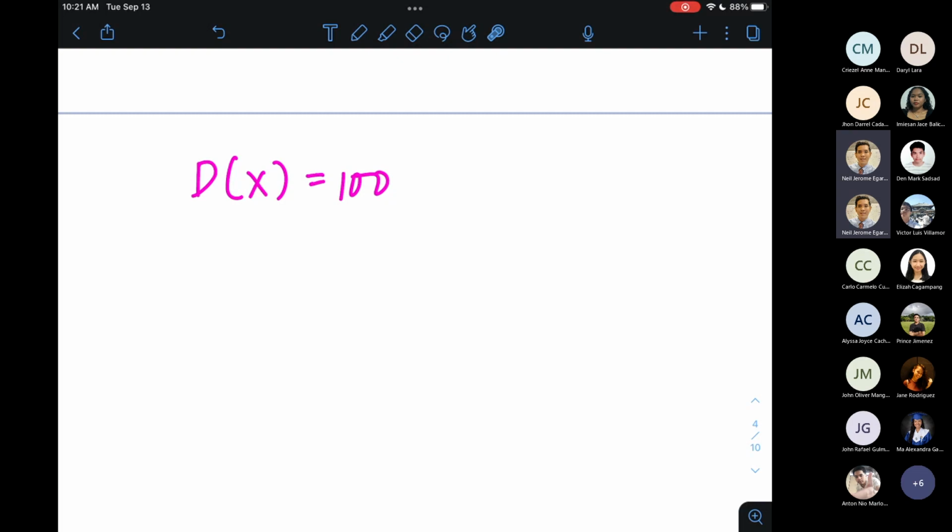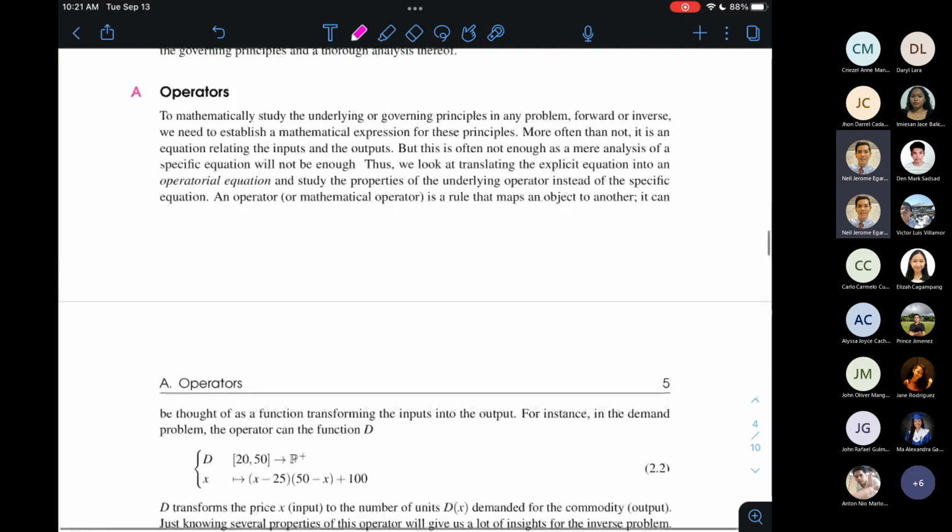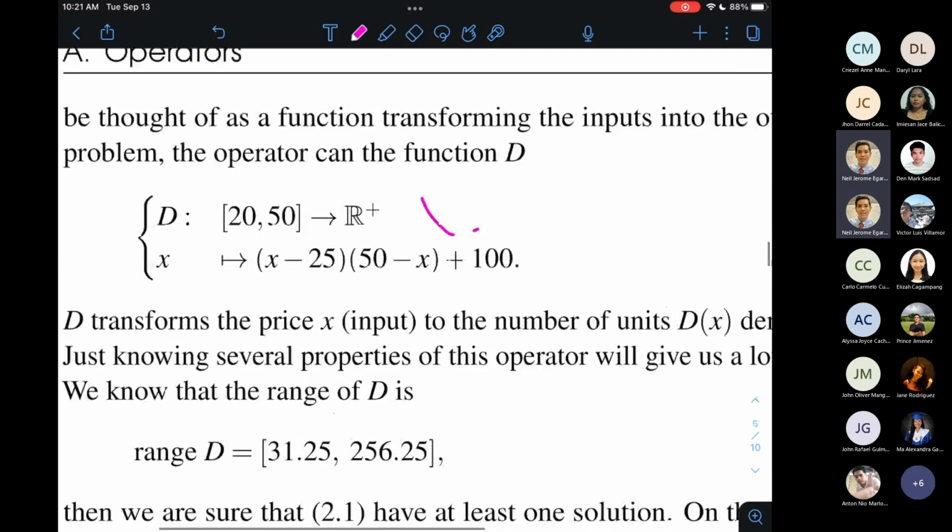How can we compute D of 50 if we don't know what the function D is? Ganun din sa inverse problem. We want to know what's the governing equation. All right? And for instance, in this particular problem, halimbawa, si D of X ay say, ano ba yung example kung binigay dito? Kalimutan ko na yung example. Halimbawa, ito yung, oops.